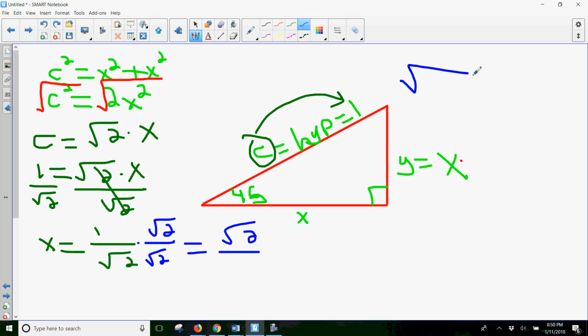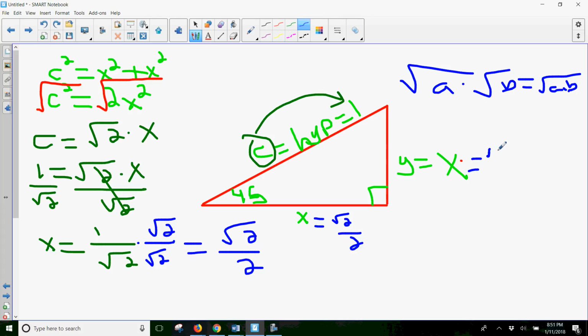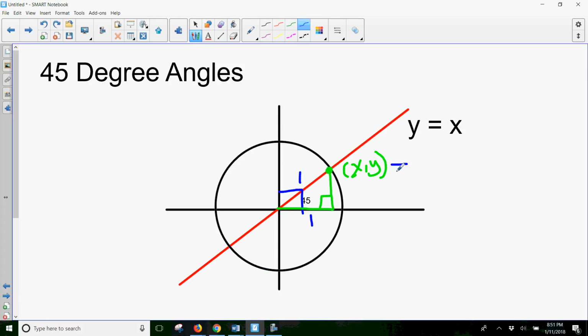Okay, and recall the square root of a times the square root of b is equal to the square root of a times b. Okay, so here this is square root of 2 times 2, which is 4, and the square root of 4 is just 2. Okay, so x is going to equal root 2 over 2, which is also what y equals. Okay, so if we go back to our original picture, here this is going to equal square root of 2 over 2, and the square root of 2 over 2.